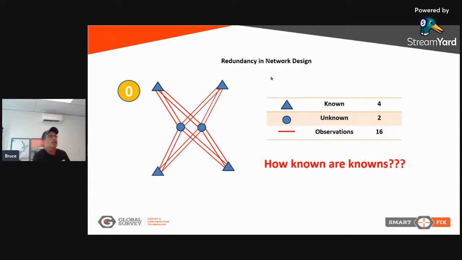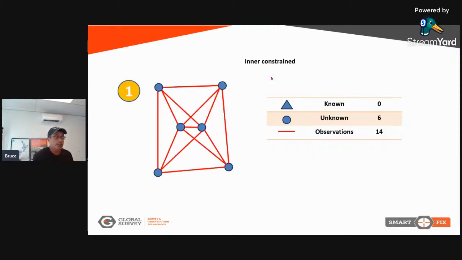What is better is to run an adjustment like this. This is a network adjustment essentially.